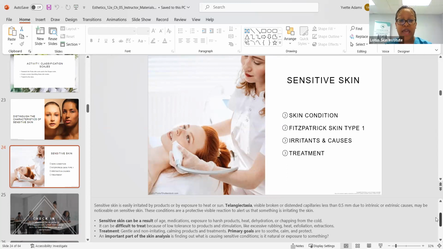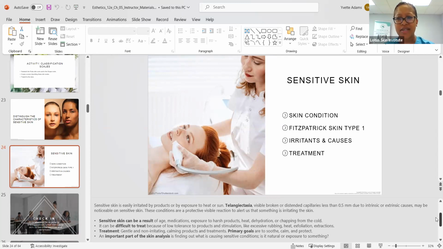Sensitive skin can be a result of age, medications, exposure to harsh products, heat, dehydration, or chapping from the cold. It can be difficult to treat because of low tolerance to products and stimulation. What do we do to treat? We treat with products and we treat with modalities.